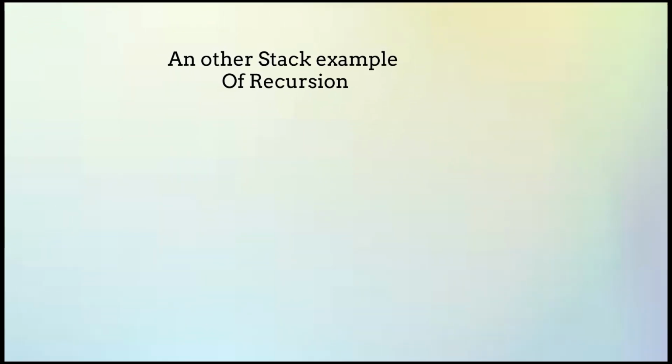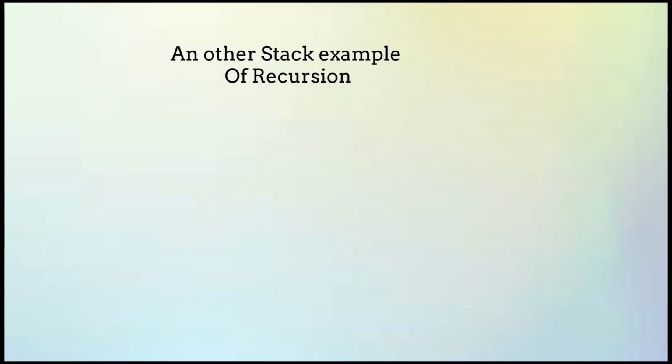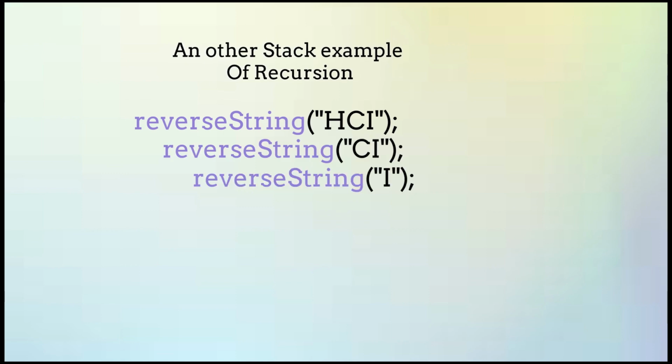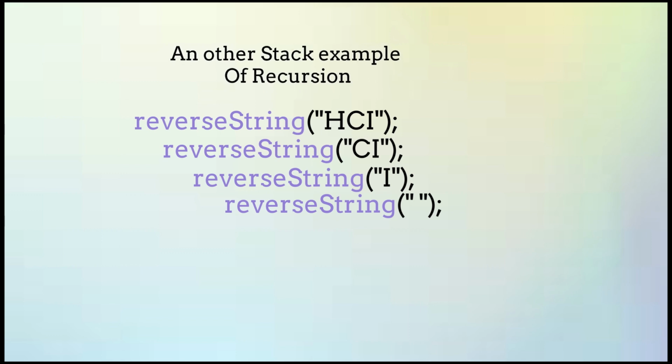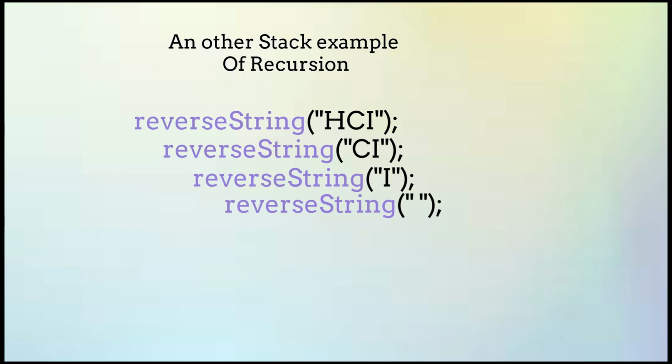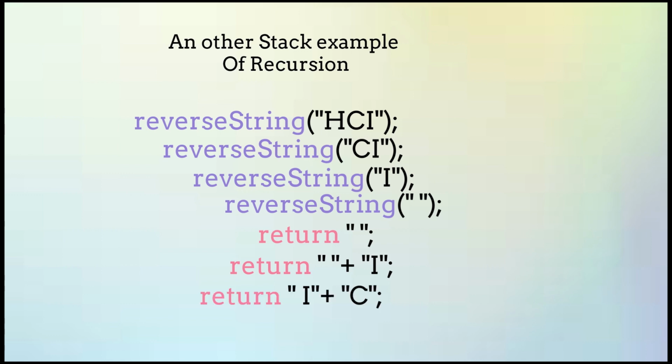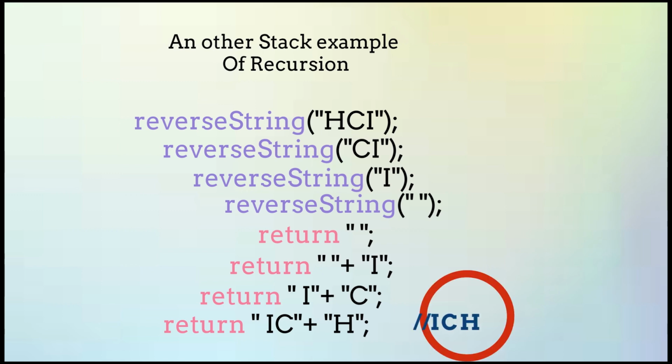Let's understand through another example and see how it works step by step. The function calls are nested, and they are a nice example of a stack. The last call returns first, and the first call returns last. And the output of this example will be I, C, H.